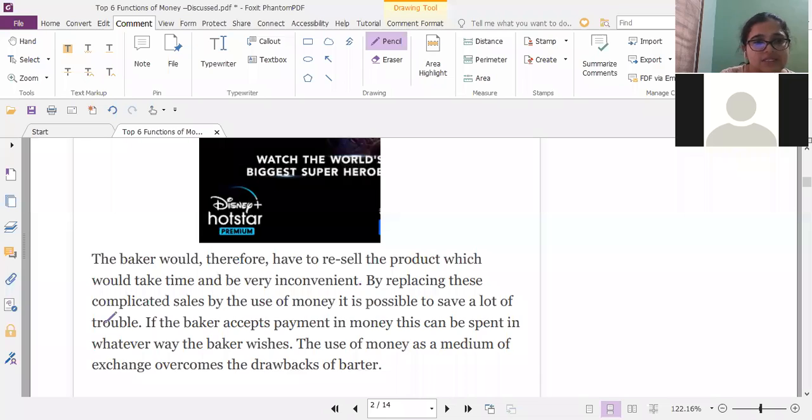By replacing these complicated sales by the use of money, it is possible to save a lot of trouble. If the baker accepts payment in money, this can be spent in whatever way the baker wishes. The use of money as a medium of exchange overcomes the drawbacks of barter system. So, what do you understand by this para?